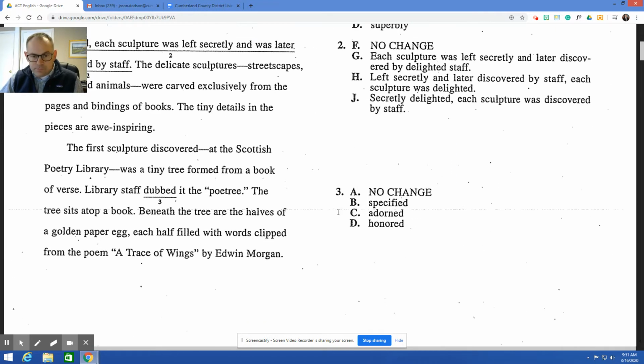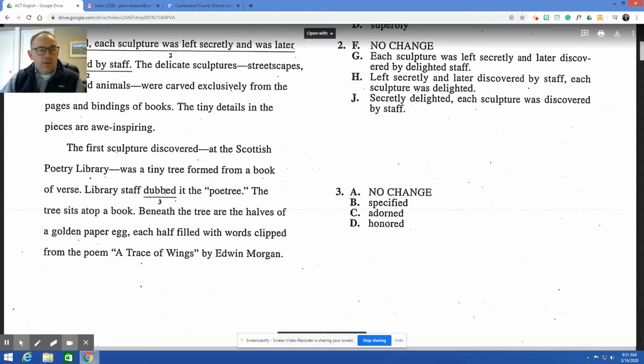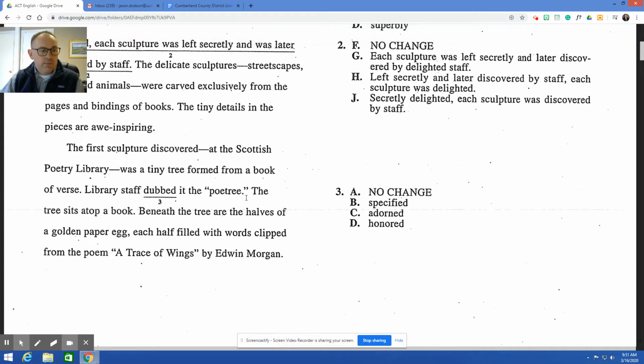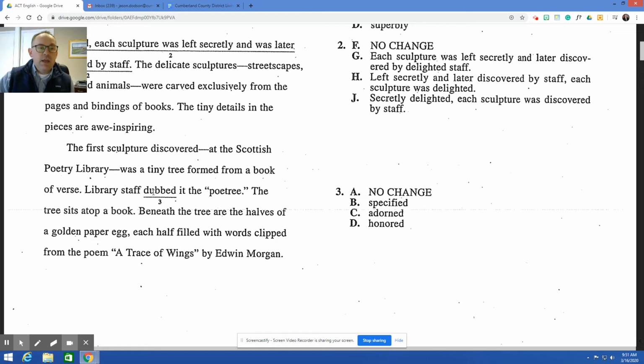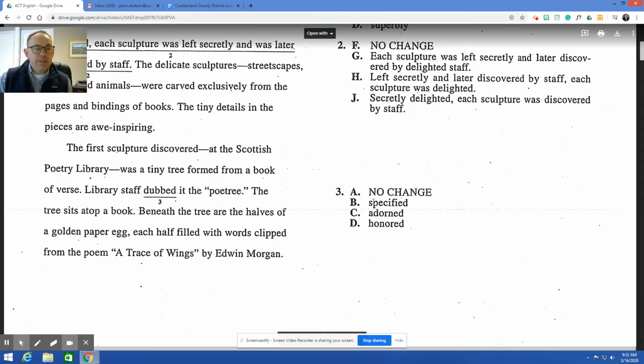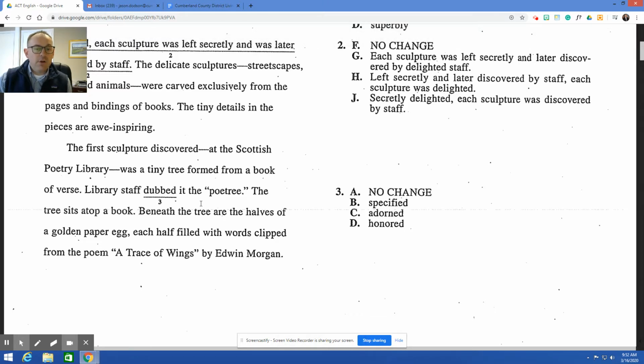Number 3, library staff dubbed it the Poe tree. Okay, so the first sculpture discovered at the Scottish Poetry Library was a tiny tree formed from a book of verse. Again, this is a word choice question because I have 4 choices. Was it library staff specified it, adorned it, honored it, or dubbed it? The word dubbed means to name. So dubbed is the correct answer. It's the correct word choice. So again, it's a no change as the correct answer for number 3.